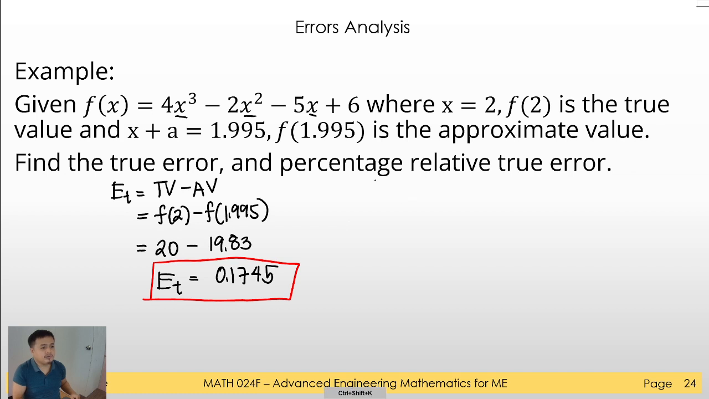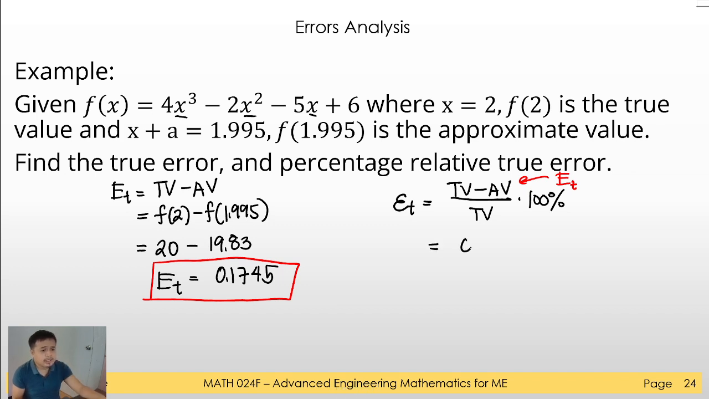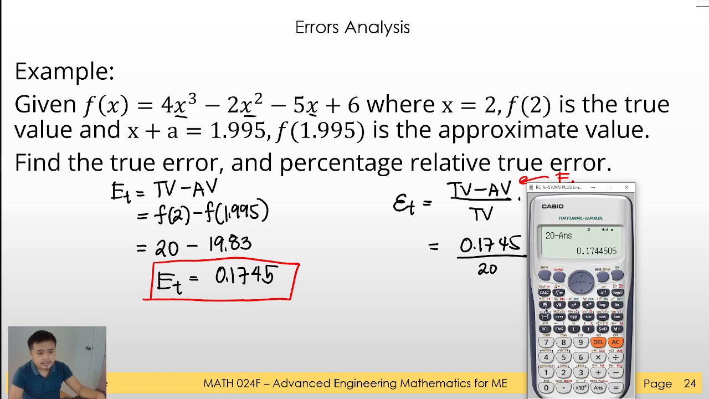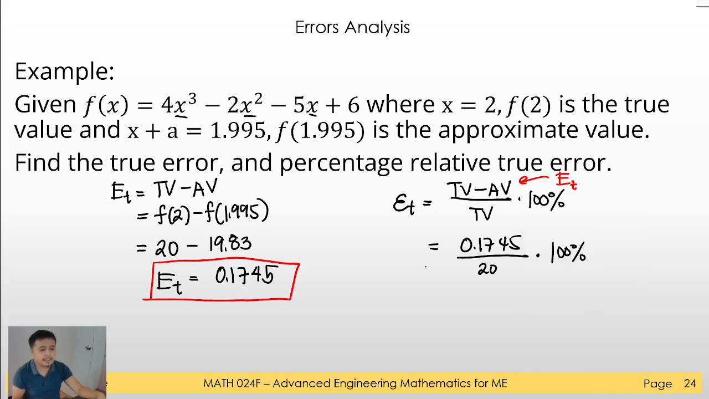So how do we find the relative or the percentage relative true error? The percentage relative true error will be equal to the true value minus the approximate value over the true value times 100%. In other words, the true value minus the approximate value is the error term e sub t. So we have here 0.1745 all over the true value, which is 20, and then multiplied by 100%. So let's calculate this again. We have answer over 20 times 100. The answer should be 0.8723%. So this is our percentage relative true error.